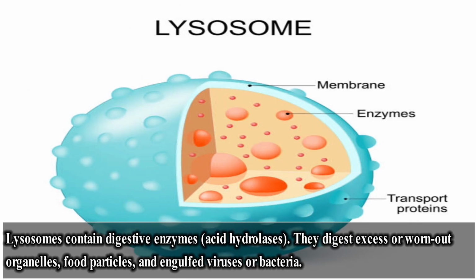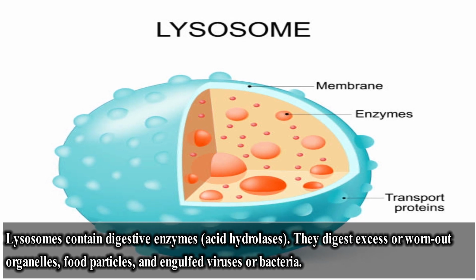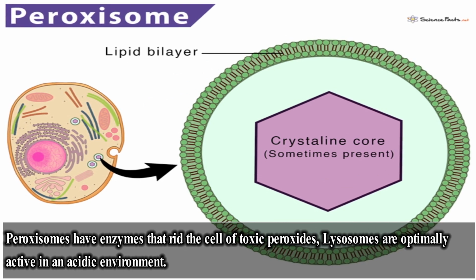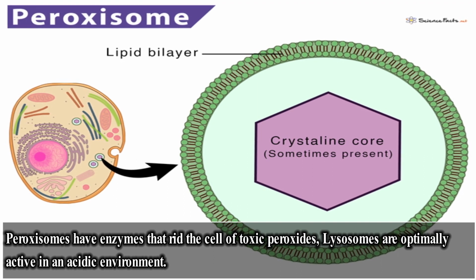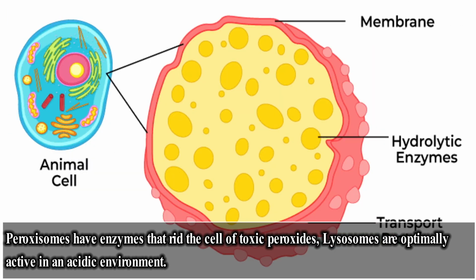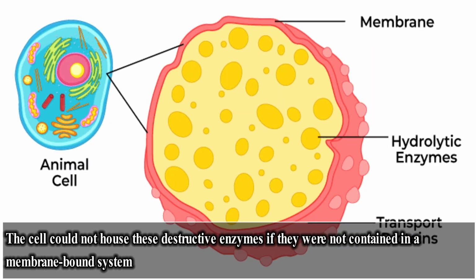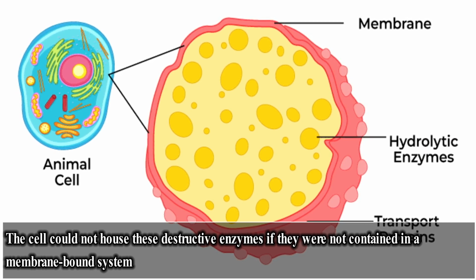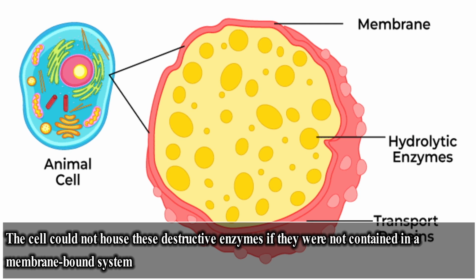Lysosomes contain digestive enzymes. They digest excess or worn out organelles, food particles, and engulfed viruses or bacteria. Peroxisomes have enzymes that rid the cell of toxic peroxides. Lysosomes are optimally active in an acidic environment. The cell could not house these destructive enzymes if they were not contained in a membrane-bound system.